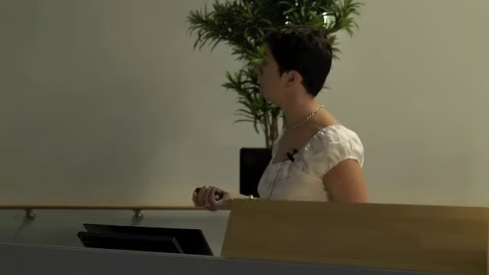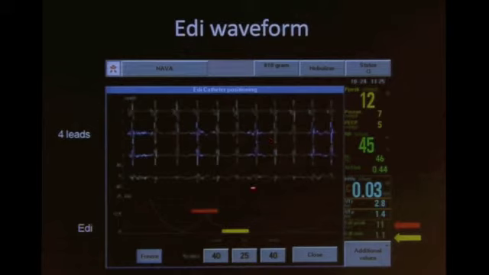So now we have at the bedside in real time the EDI waveform. The top 4 tracings here are a condensed version of the 8 electrode pairs. And then you have the processed waveform here on the bottom. So it's just like a waveform for airway pressure or tidal volume.